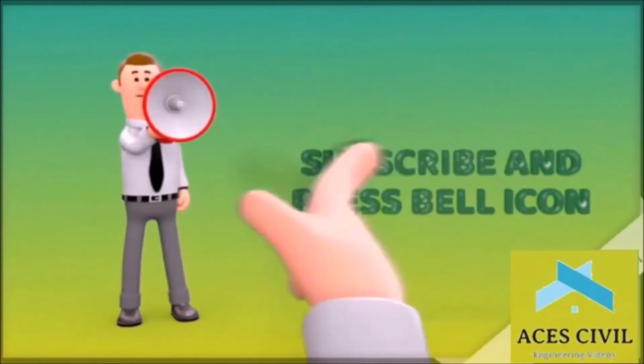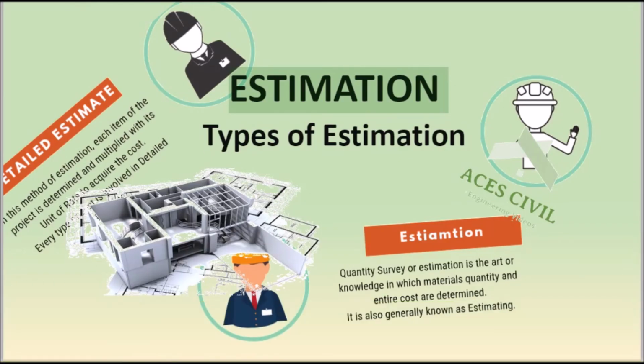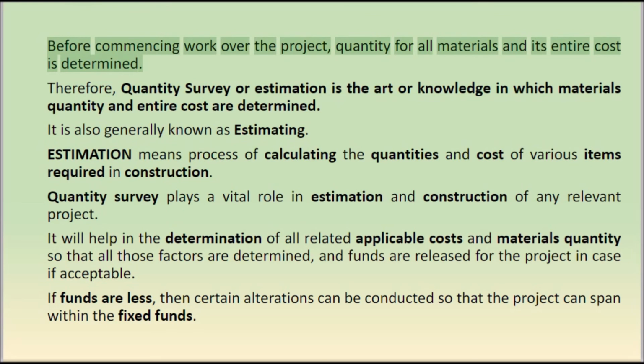In today's video we are going to discuss estimation and types of estimation. Before commencing work over the project, quantity for all materials and its entire cost is determined. Therefore, quantity survey or estimation is the art or knowledge in which materials quantity and entire cost are determined. It is also generally known as estimating.